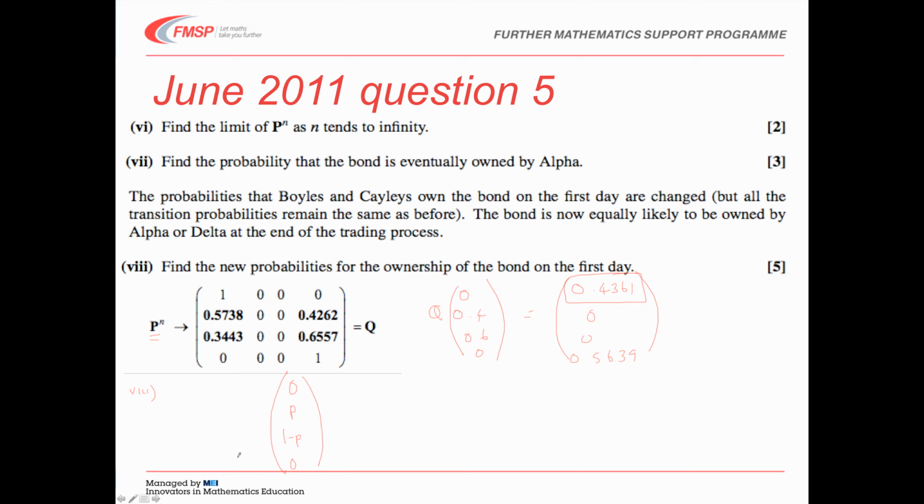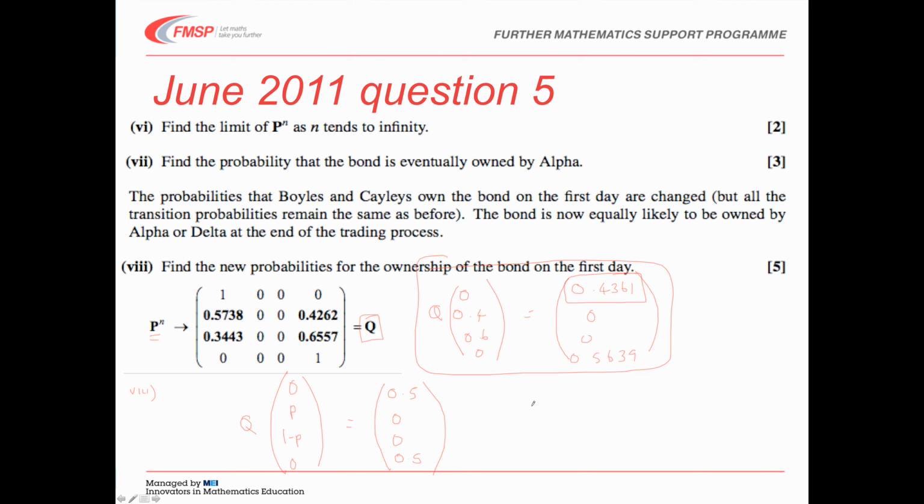And then they're saying that it's equally likely to be owned by alpha or delta at the end. So that means that when we did this calculation here, we found the probability of it being owned by alpha was 0.4361. Well, they're saying it's equally likely in this new situation. Now we know the transition ones aren't changed, so our Q should be the same. So this is the equation that we're going to get here. Our Q times these new initial state probabilities gives us a 0.5 chance of it ending up with either of them, which you might think would be a sort of fair situation.